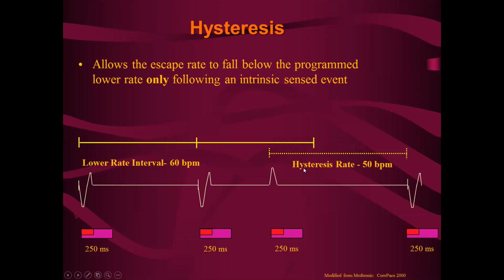So what we did was program a hysteresis rate of 50 beats per minute, so that we tell the pacemaker, if the patient has their intrinsic beat that comes through, let them stay in their intrinsic for as low as 50 beats per minute. And if the patient doesn't come through at 50 beats per minute with their own intrinsic, then pace again. And when you pace, that interval will be at 60 beats per minute.